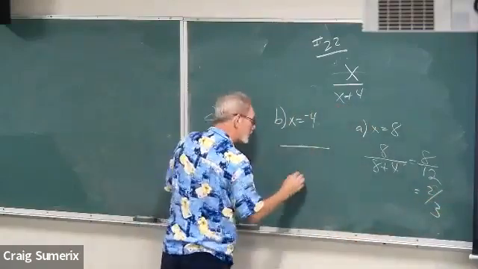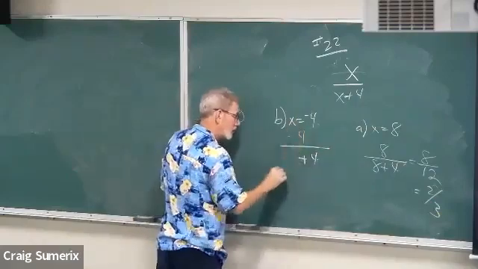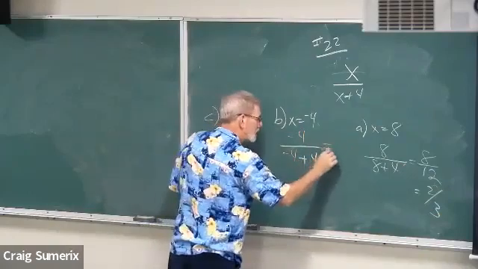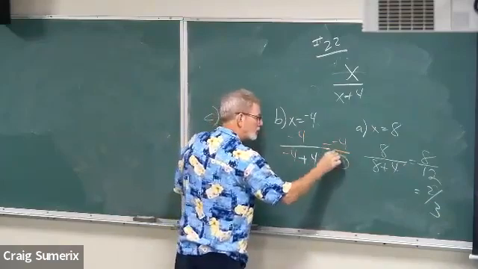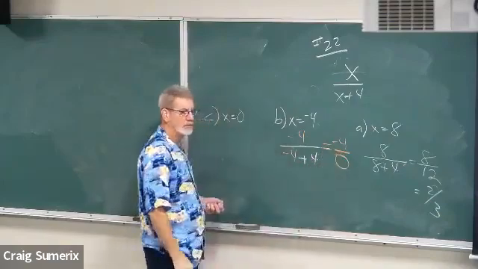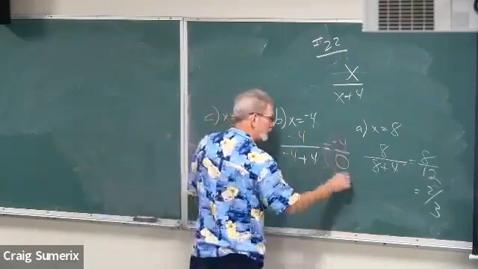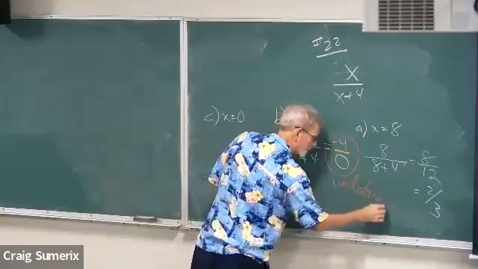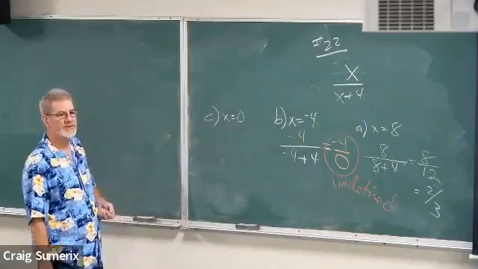If you put in -4, then we get -4 over 0, which is what? Can you do a question that's undefined?